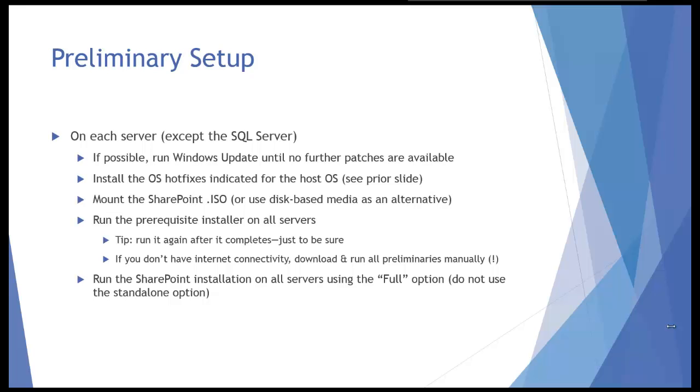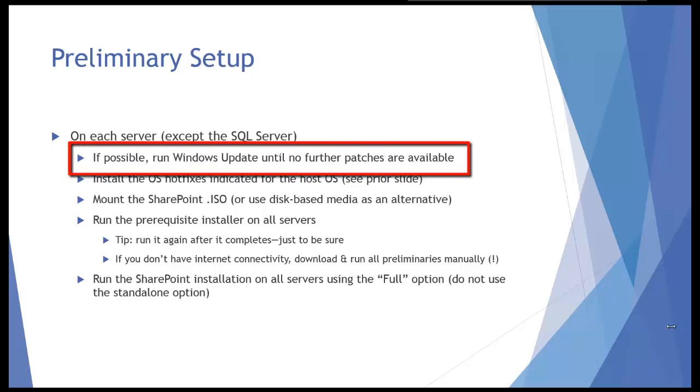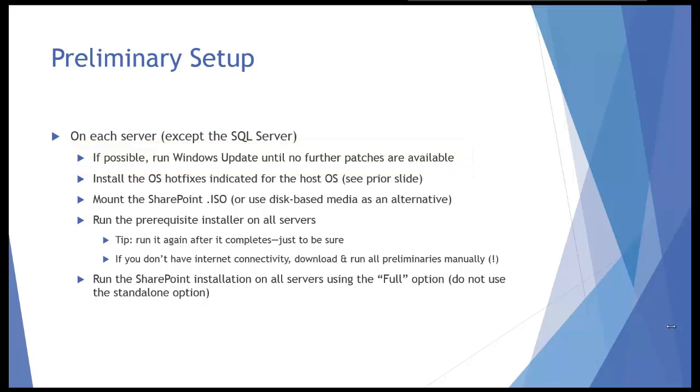Next, a little bit of preliminary setup on each of the servers that are running the SharePoint software. These don't apply to the SQL servers, so the SPDB 1, 2, and 3 that are in this environment, we don't need to do this, but this is for all the other servers. If possible, run Windows Update until no further patches are available. In your environment, you may not actually run every patch that's available on every Patch Tuesday, so follow your local procedures, but I will generally try to get the machines as updated as possible before moving forward.